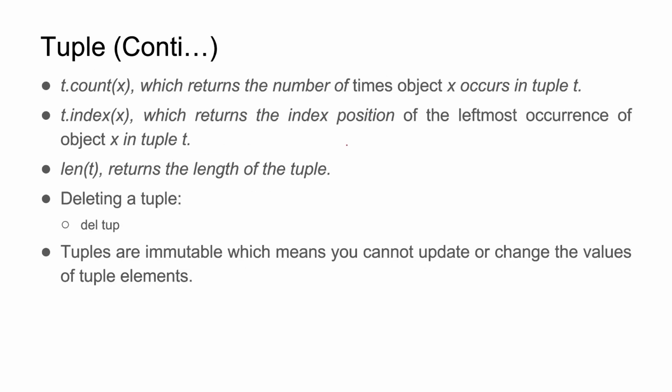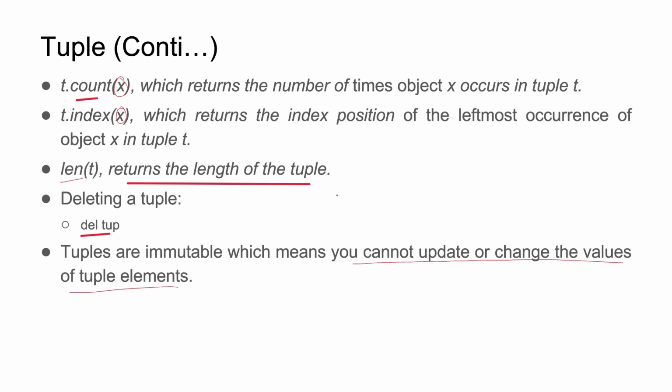Let's see one more thing. Now in a tuple we have a function count, which will count how many times an item x occurred, the occurrence of an item. Index will return you the index of item x. Length will return you the length of the tuple. If you want to delete the tuple, you can use del tuple. Tuples are immutable, which means you cannot update or change the values of the tuple elements, right? So let me try this.